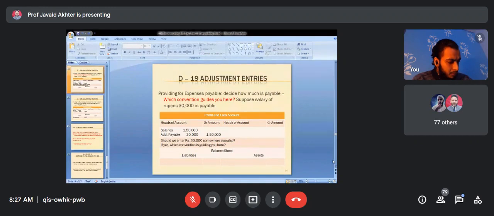on the liabilities side. Should we enter 30,000 rupees somewhere else also? First we have entered 30,000 rupees in the profit and loss account on the expense side. Our original salary bills were 150, and 30 are payable, so we have added 30 also. In the total, the salary figure that would appear in our financial statements will be 180, though we have paid 150 only.